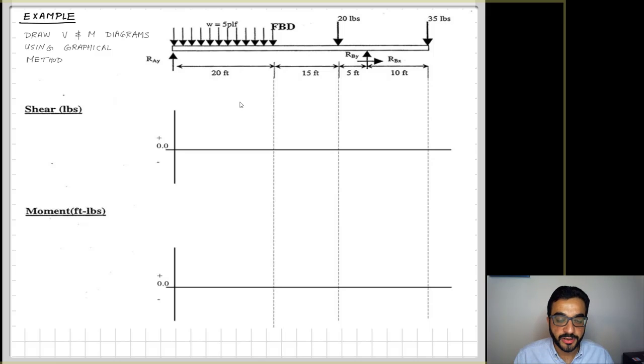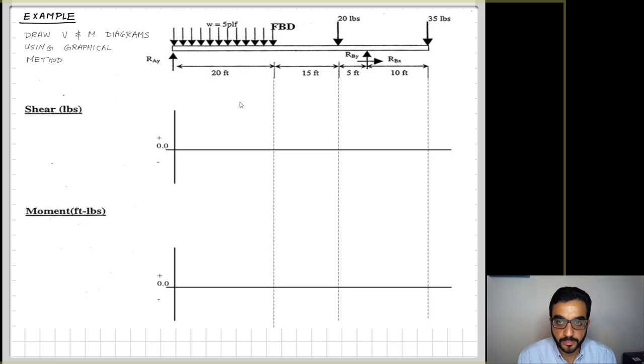Welcome. This is the third video of a series on drawing shear and moment diagrams using the graphical method. In the first video we learned what the graphical method is, and the graphical relationships between the load, shear and moment. In the second video we saw a simple quick example of a beam that's simply supported and subject to a uniformly distributed load.